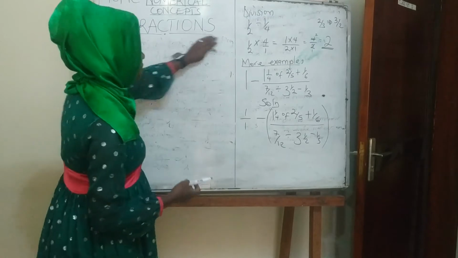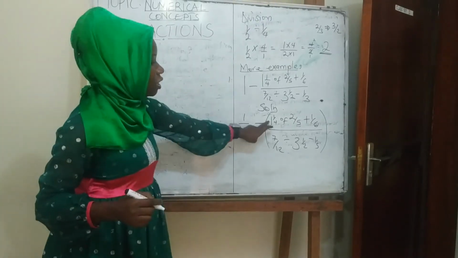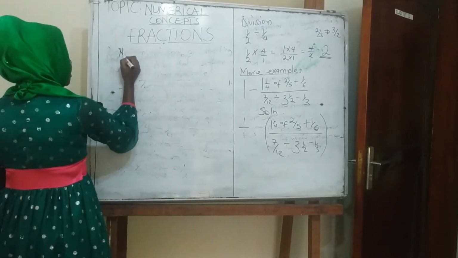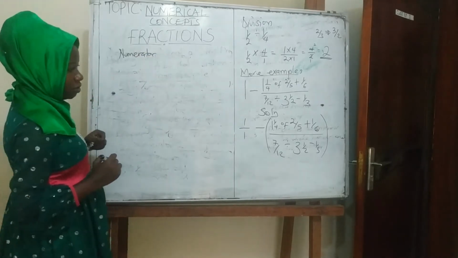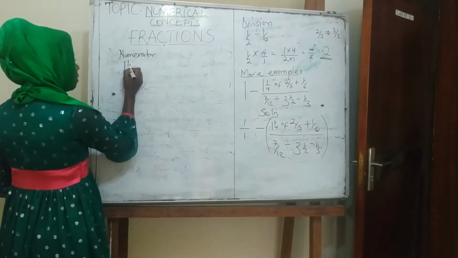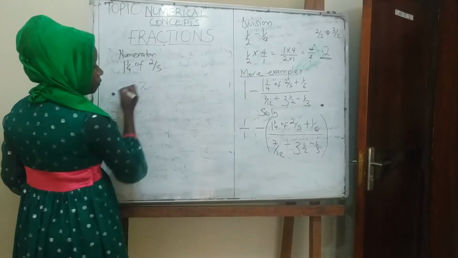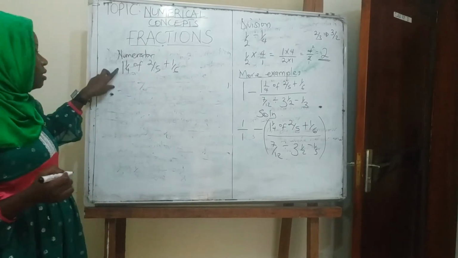Decide to start with the brackets. We have the numerator and then the denominator. I can choose to start with the numerator. Work with the numerator. My numerator is 1 whole number and a quarter, then of 2 out of 5, then plus 1 out of 6. Remember, this is a mixed fraction.